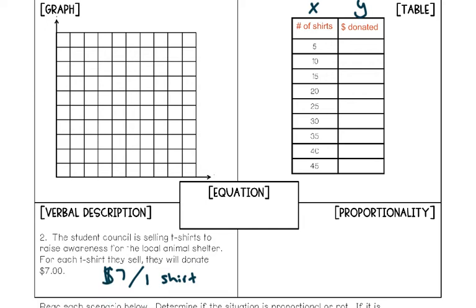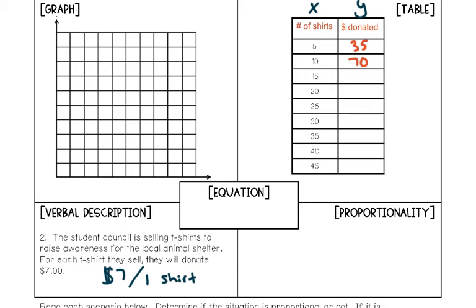So let's look back at our table here. We know that it's 7 for every 1, but it starts with 5. If it's 7 for every 1, we can take that rate and multiply it by each X in the table. So 7 times 5 is 35. 7 times 10 is 70, and so on. It's increasing at a constant rate. I can always check this by taking any Y point divided by the X point, and I'll get 7.